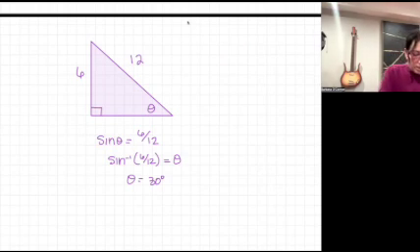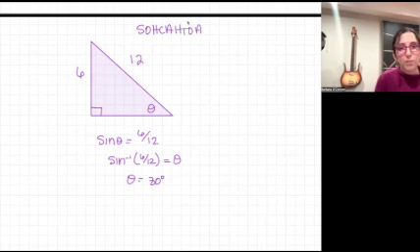So remembering SOHCAHTOA, which again only applies for right triangles, will help you find any missing sides or angles of a right triangle. Hope this was helpful.